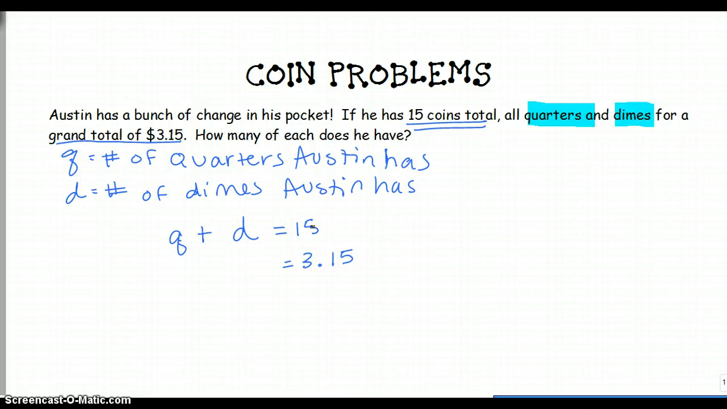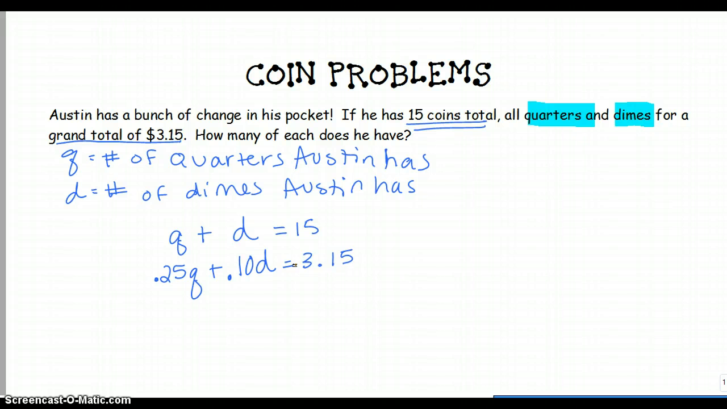We don't know any other values, but we know money, and we know that a quarter is worth 25 cents, so we can say 0.25Q, and then we know a dime is worth 10 cents, so we'd say 0.10D. Some teachers say that you can multiply by 100 to deal with all whole numbers. I'm going to continue with decimals. Solve the exact same way, one with decimals, one with not.